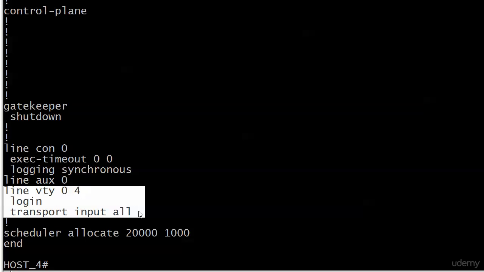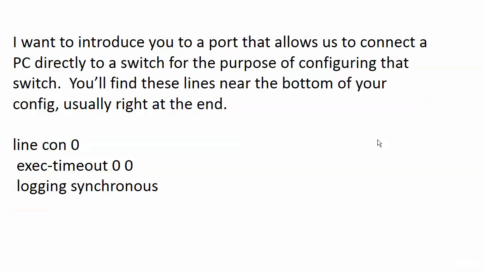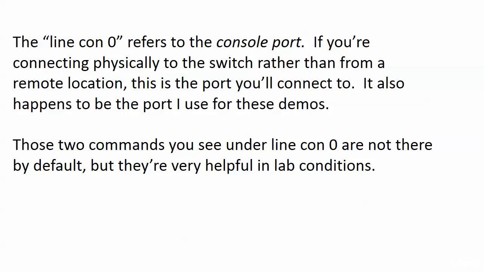These are the lines that have to do with remote connections, and we will be looking at those in another section. Right now I want to stick with this physical connection that we're talking about. Exec timeout with a couple of zeros behind it and logging synchronous. But what's that line con 0 all about to begin with? Well, that refers to the connection to the console port. And if you're connecting physically to the switch, this is the port you'll connect to.